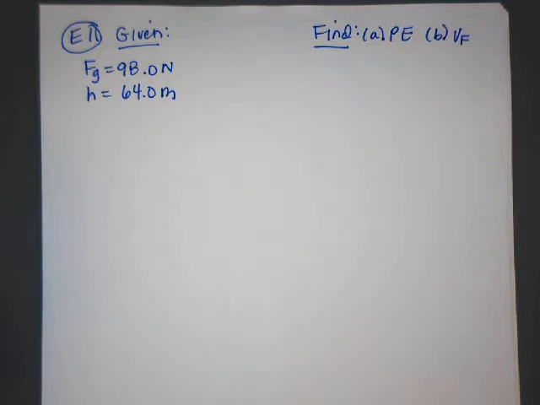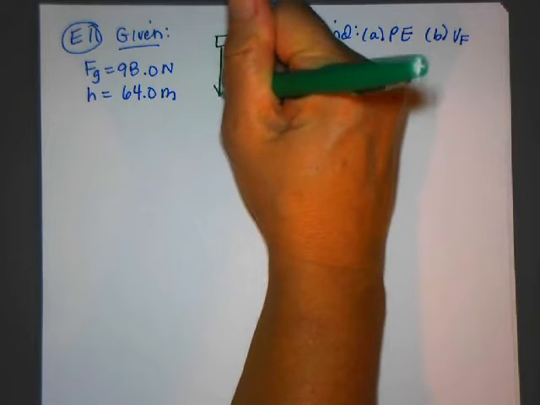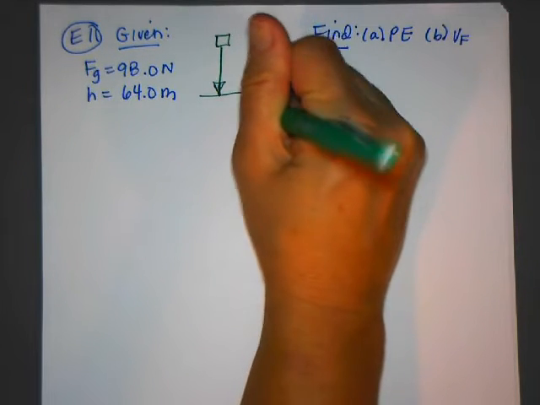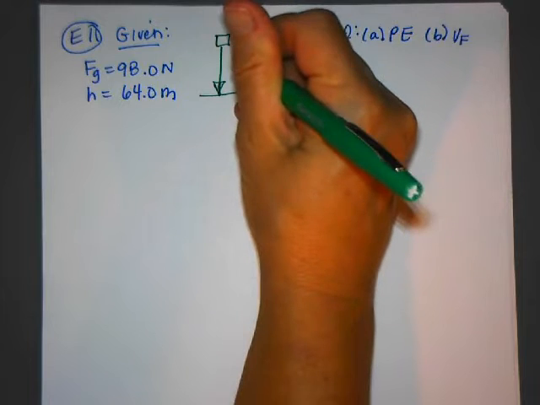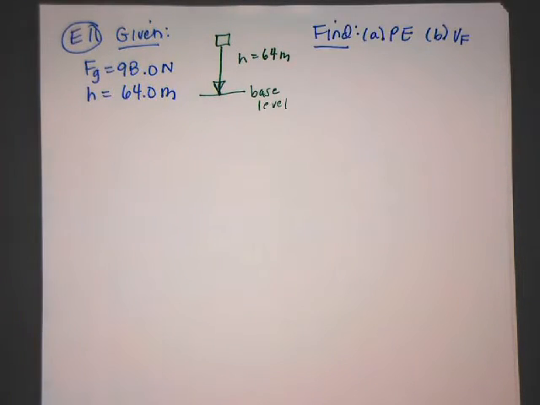So if we look at this, here's my block, and it's going to fall. And here's my ground, which we always refer to as base level, and it's going to fall 64 meters. And they give us the weight.